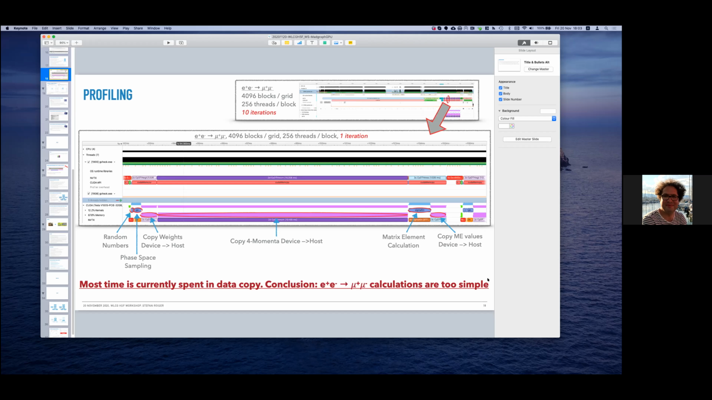And we shall move to the next contribution, which is about PDF VegasFlow from Juan.